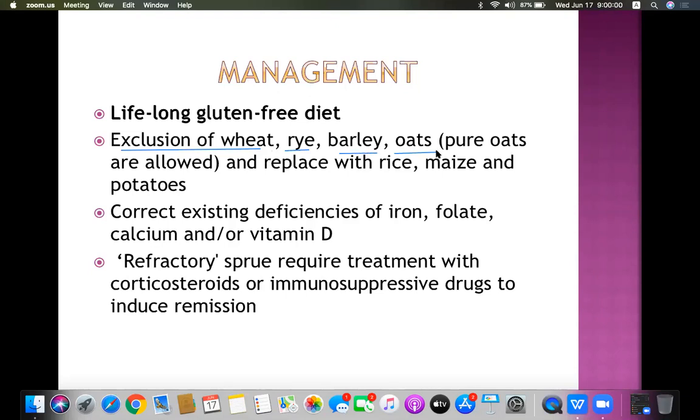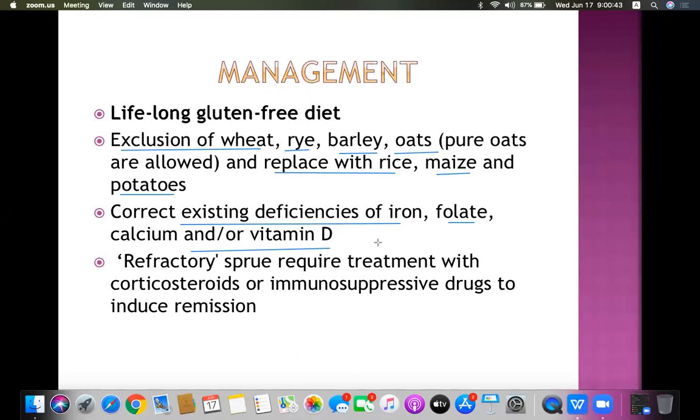These are gluten-containing diets, so we should not prescribe them to the patient, or we should tell them you should not eat them from now onwards. And we have got a good replacement. If these cannot be eaten, then replace them with rice, corn or maize, as well as potatoes, which are a gluten-free diet. Okay, so good replacements are available. At the same time, correct the existing deficiencies of iron, folic acid, calcium or vitamin D, because many other micronutrients are also deficient because they are also not getting absorbed from the intestine.